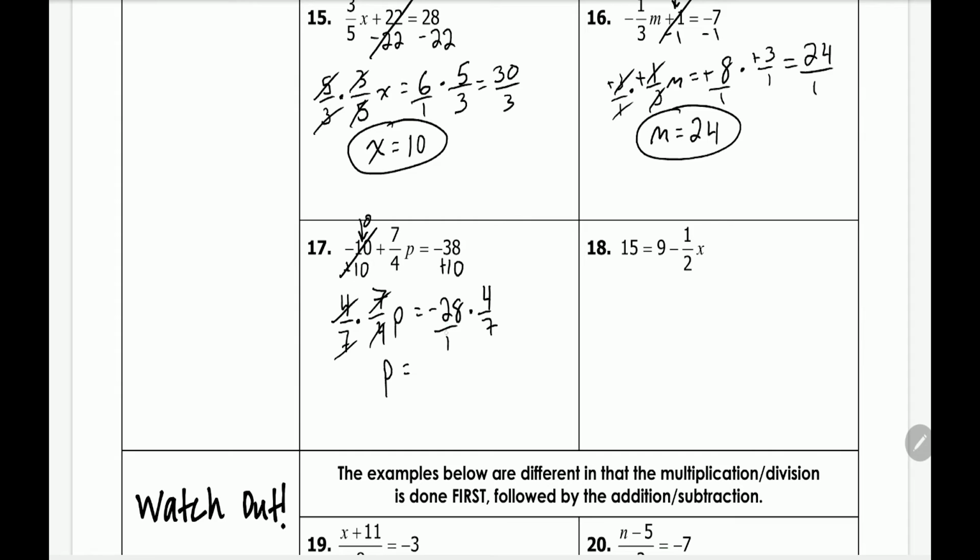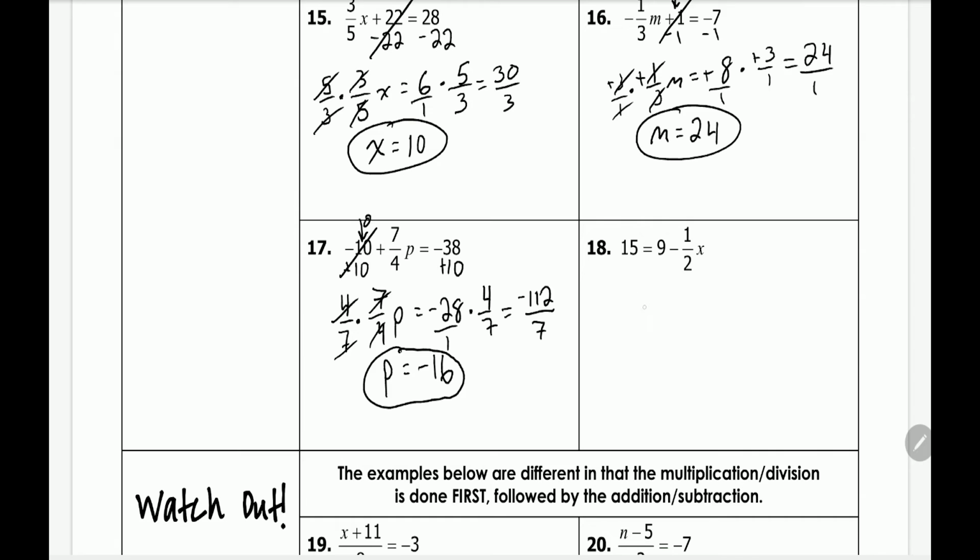put negative 28 over 1, and then multiply this across. Negative 28 times 4 is negative 112, divided by 1 times 7 is 7. And then we can say negative 112 divided by 7 gives us negative 16. That's our answer for number 17.